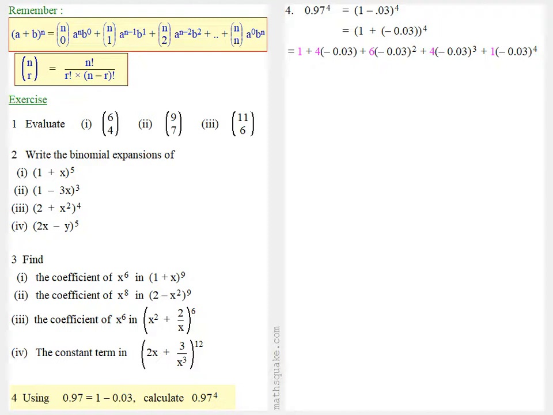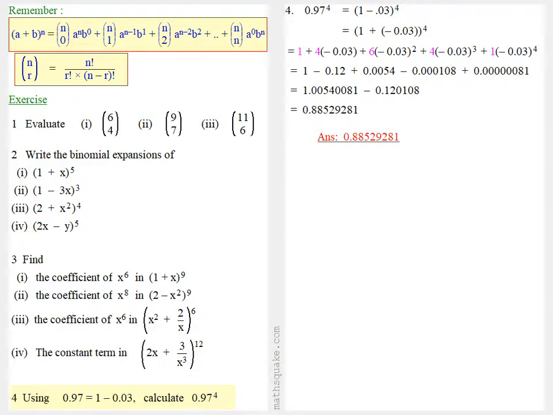So this simplifies to 1 minus 0.12 plus 0.0054 minus 0.000108 plus 0.00000081, which is equal to 1.00540081 minus 0.120108, which equals 0.88529281, and that's our answer, 0.88529281.